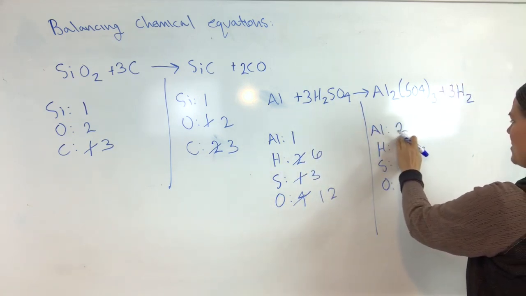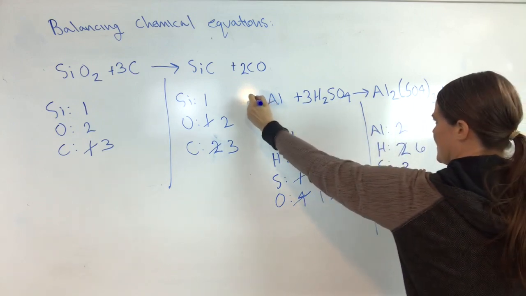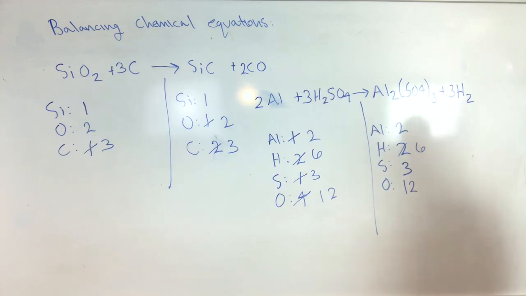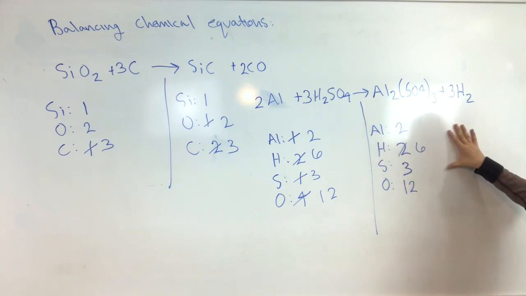So I have 2 aluminums here and 1 here, so I just need to multiply this aluminum by 2, and I get 2. So now we have 2 aluminum, 6 hydrogen, 3 sulfur, and 12 oxygens. So this equation is balanced.